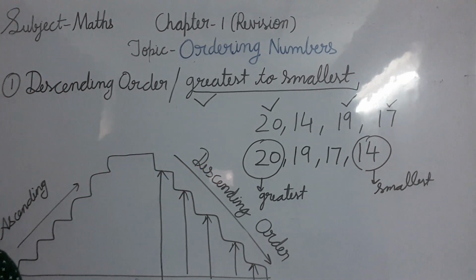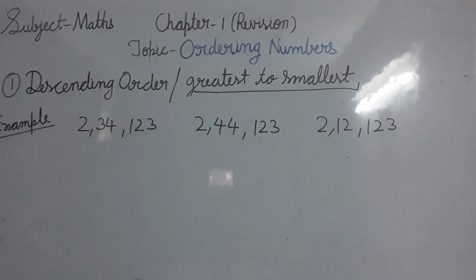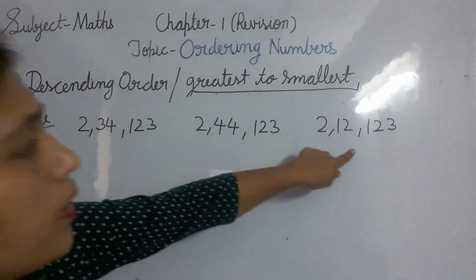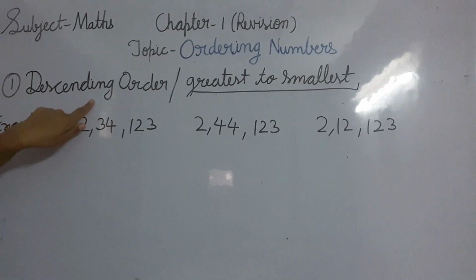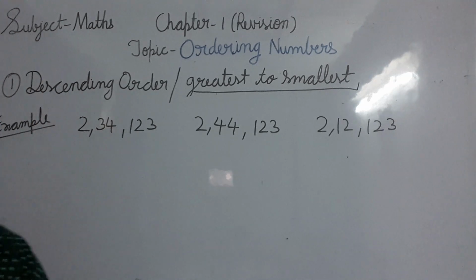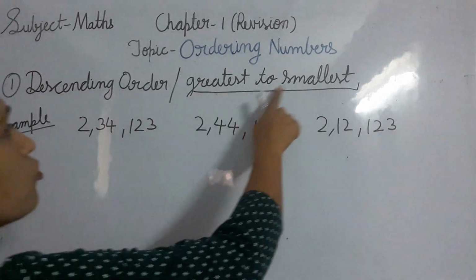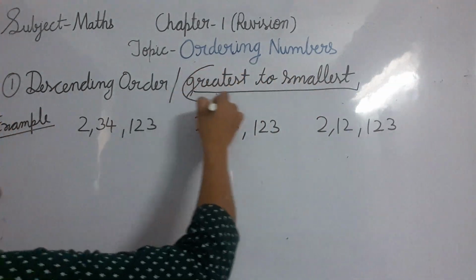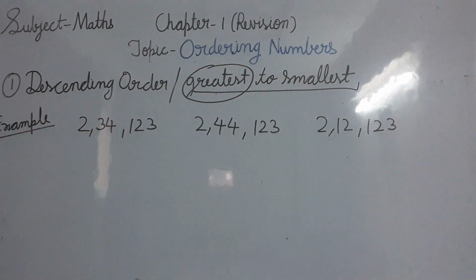So let's take an example from your book. Now we have to arrange these three numbers in descending order. Just learn it, the D for descending and D for decreasing, which means किसी चीज का कम होना. Yes. So let's start now. Descending order means greatest to smallest. So we have to find only the greatest number. Let's find which is the greatest number here.